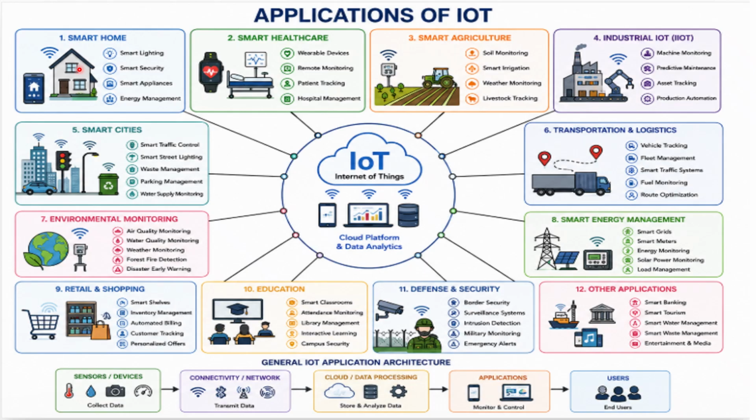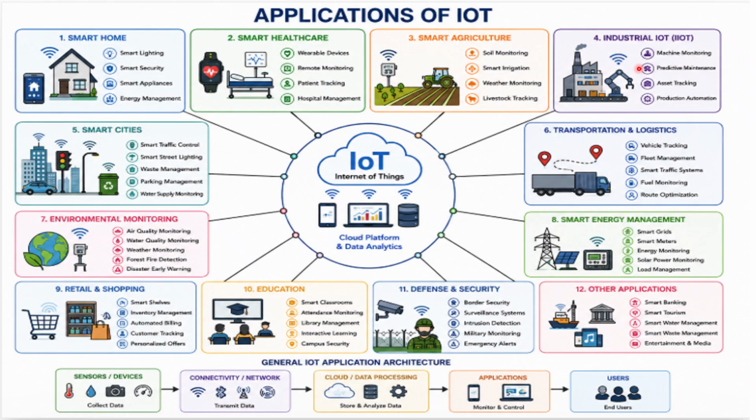In smart healthcare, there are wearable devices, smart watches which we wear nowadays, patient tracking systems, remote monitoring, hospital management, everything. Then smart agriculture: livestock tracking, weather monitoring, soil management, everything comes under smart agriculture.